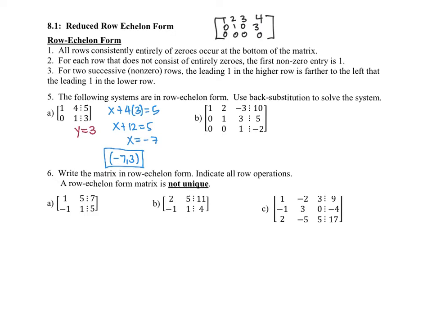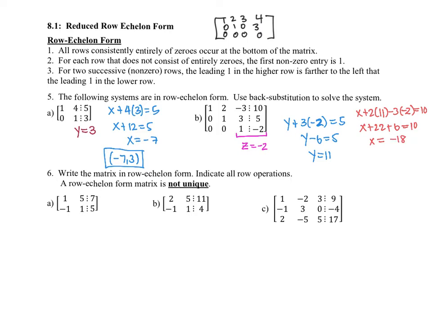So for B, it's the same idea. It is in row echelon form, which means if I start with the bottom row and work up, I can do back substitution. So x, y, z, this is z equals -2. If I go to the second row now, I have y plus 3z equals 5. And then back substitution all the way up to the first row, I get x plus 2y minus 3z equals 10. Because it was in row echelon form, it was really easy to just substitute it in and solve it.